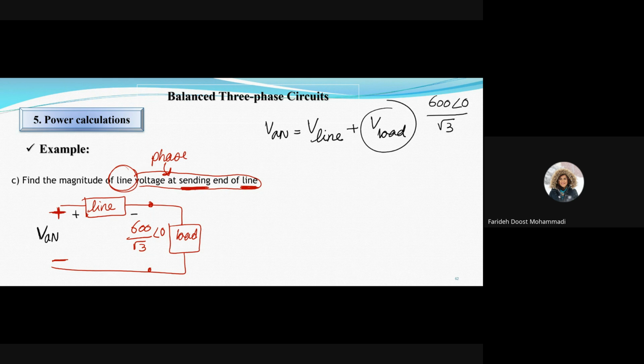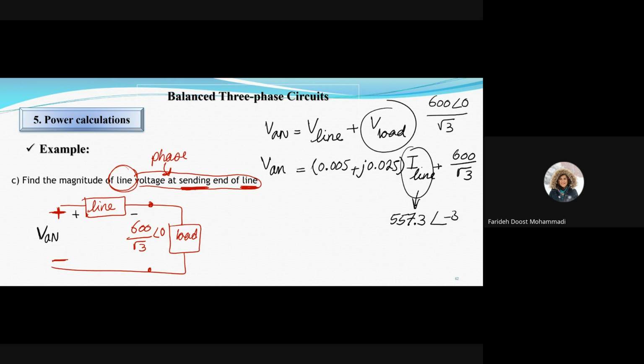For the line, I have the impedance of the line, and I also know what is the current because I just calculated it in the previous step. So VAN is equal to the line impedance, which is 0.005 plus j0.025, multiplied by the current of line, plus 600 over radical 3. The line current is equal to what we found in the previous slide. It's 557.3 with an angle of minus 37. So at this point, when you are plugging the current of the line, you're not supposed to just plug the magnitude.